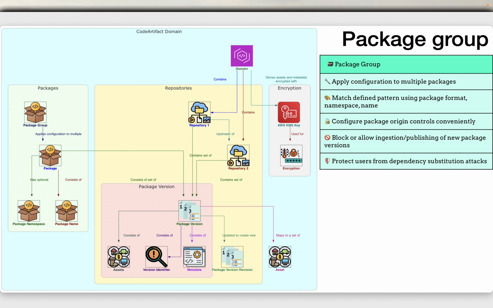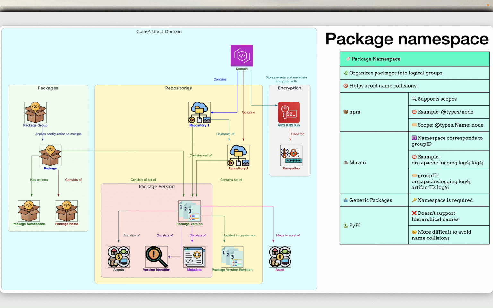A package group can be used to apply configuration to multiple packages that match a defined pattern using a package format, a package namespace, and a package name. You can use package groups to more conveniently configure package origin controls for multiple packages. Package origin controls are used to block or allow ingestion or publishing of new package versions, which protects users from malicious actions known as dependency substitution attacks.